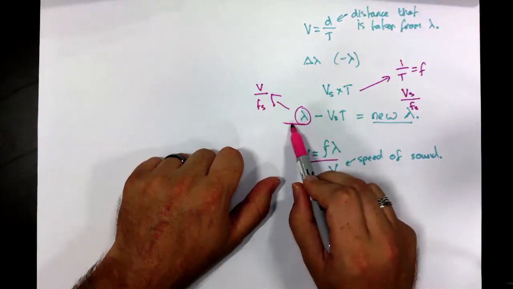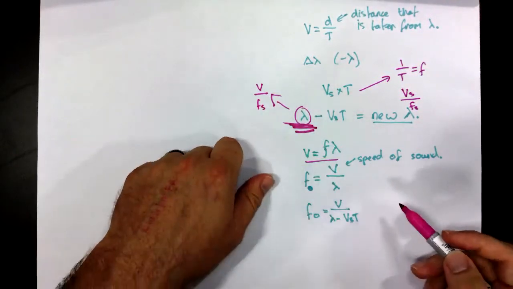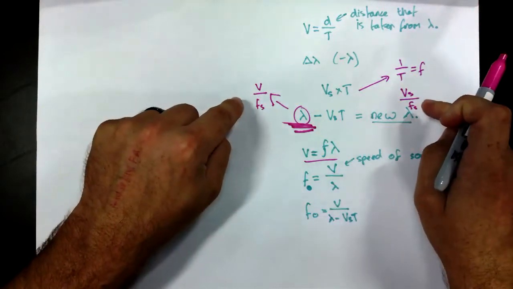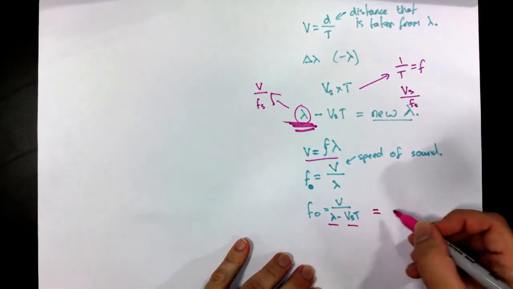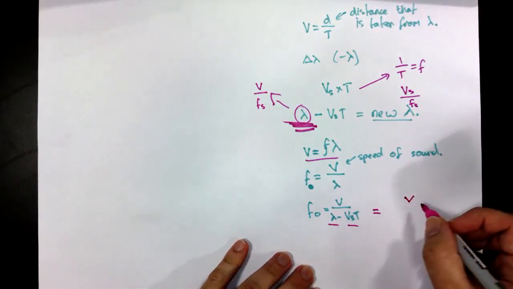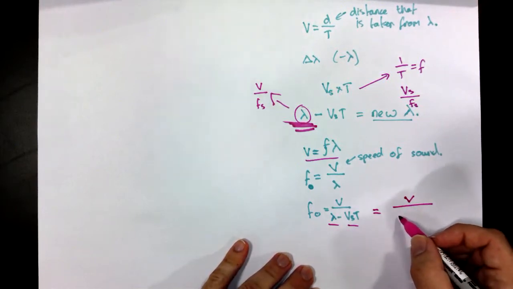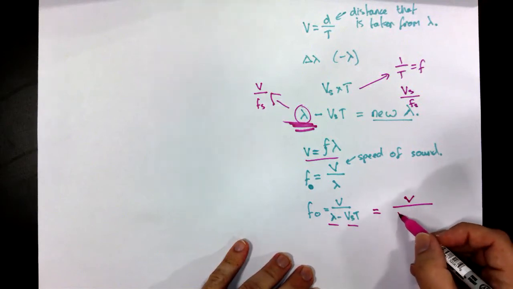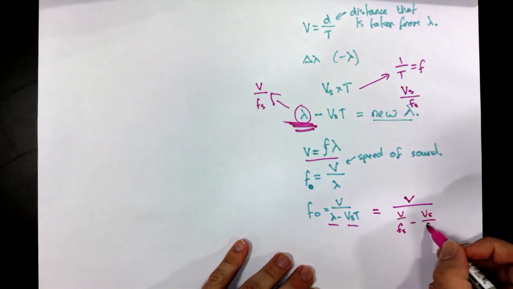Remember, this is the wavelength that was originally emitted. So then we can actually put those two equations in place of these two terms here to make a new equation, which looks a bit like this. Now, mathematicians are going to freak out a little bit when I write this, but that's okay. Which gives us V over Fs minus Vs over Fs.